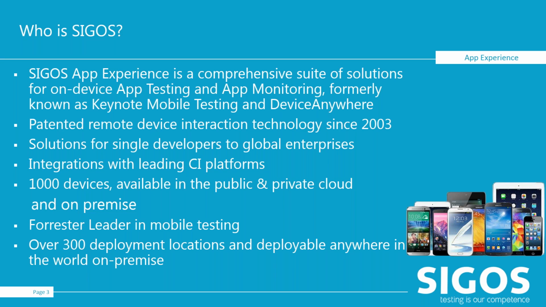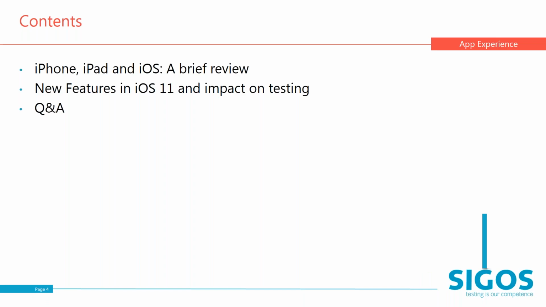We also have integration with leading CI platforms like Jenkins, Bamboo, and others. And it goes without saying that we have been a leader in mobile testing since 2005, 2006. We also have over 300 deployment locations and are deployable anywhere in the world on-premise. So we have cloud-based and also private on-premise solutions.